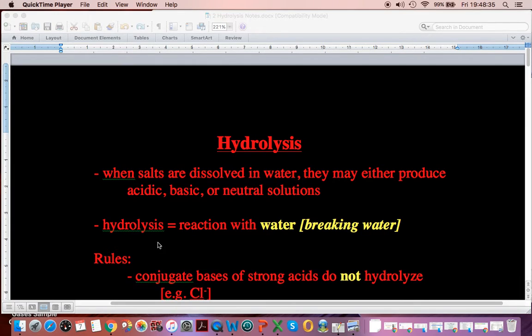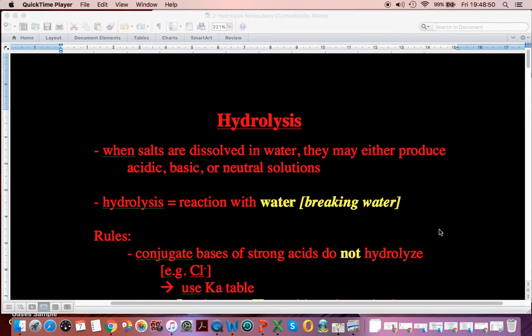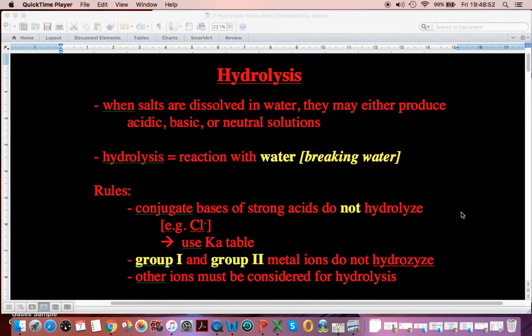Hydrolysis itself means the splitting of water. So for chemistry, it really means a reaction with water. And this means we're either pulling a proton, an H plus, from water, or we're putting an H plus on the water. We have to have some rules for how we deal with salts and seeing if they will hydrolyze. And what we do, if it's an ionic compound, we have to look at the positive ion and we have to look at the negative ion.